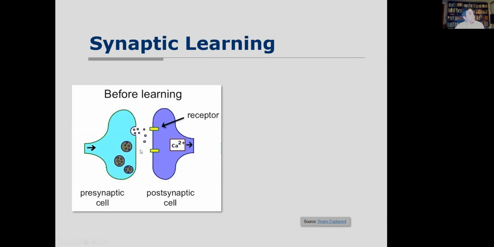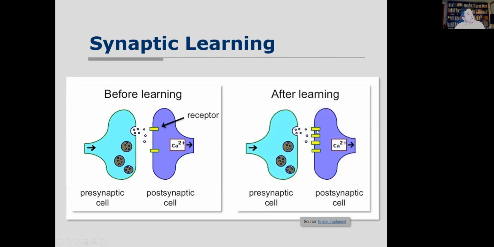So before learning, the presynaptic cell releases the transmitter that we described. It binds to the receptor, and there's various activities, or actions, I should say, that take place in the postsynaptic cell. So this is before learning. After learning, you see there are more receptors in the postsynaptic cell, and there is a strengthening of that connection. So this is a very simple depiction of what we term synaptic learning. So in these chemical synapses, there is some biochemical changes, some cellular changes in the postsynaptic cell.